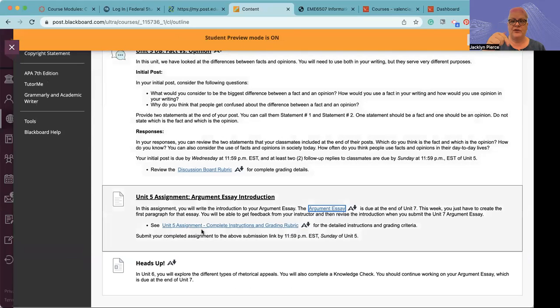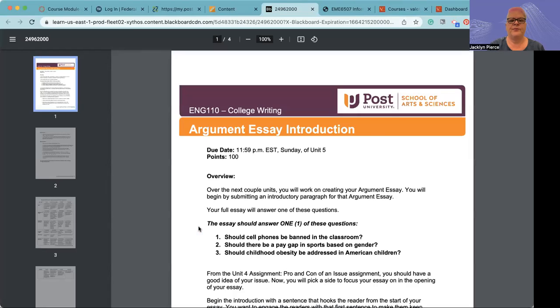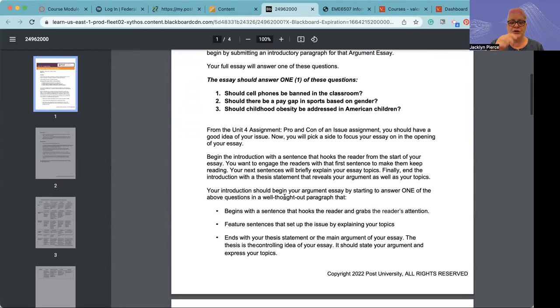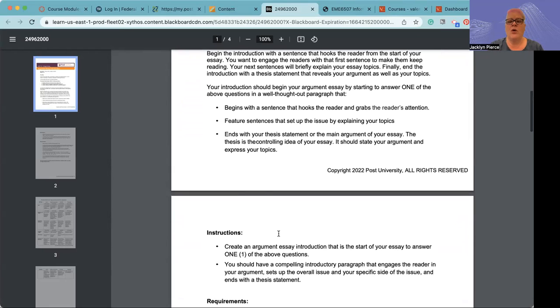So the assignment sheet for this week, what's due is right here. And this, of course, is clearly due this week. Notice it starts out the same way, but what you're doing is only writing the first paragraph of your introduction. So you're going to have probably 7 or 8 sentences and then your thesis statement. Okay, so that's what you want to do. Begin with a sentence that hooks the reader and grabs the reader's attention. Have sentences that set up the issue by explaining your topics, and then end with your thesis statement or the main argument of your essay.